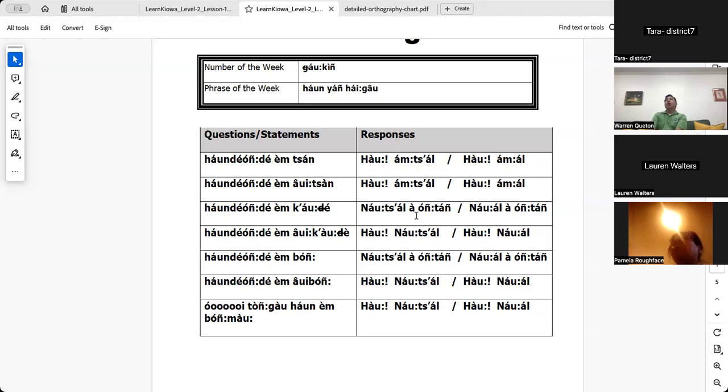And so you can say haw, amtsal. There's an apostrophe in that, and the colon indicates length, right? So you say amtsal. And it means you too. Everybody say haw, amtsal. There you go. And you want to really grind them gears on the T and the S. So let's practice that one more time.